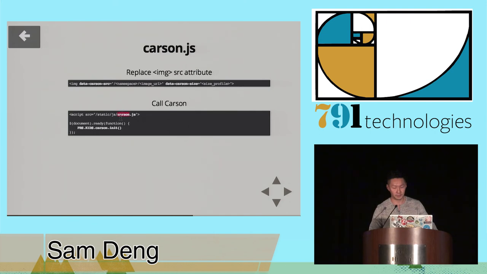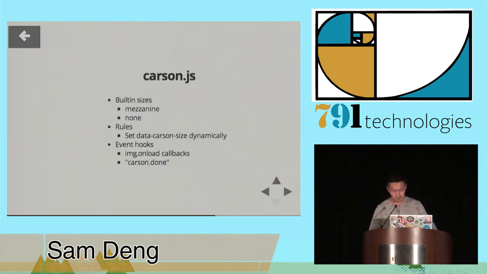So, script tag, include Carson. And there's a method called init in the Carson object. Right now, it's in the pbs.kids namespace, but we're probably going to factor that out. You just initialize it whenever you want to. In this case, it's on document ready, but whatever.